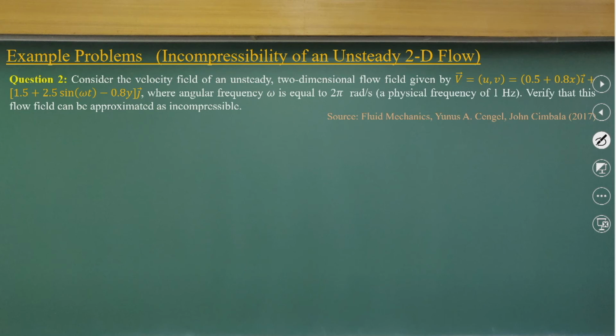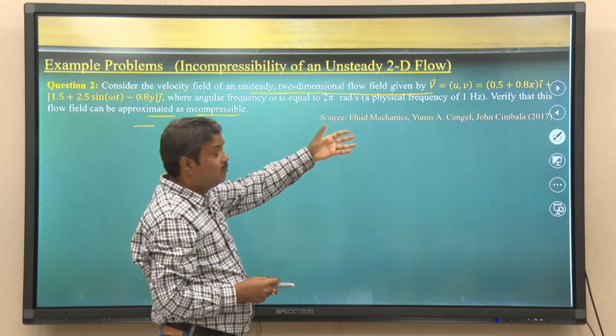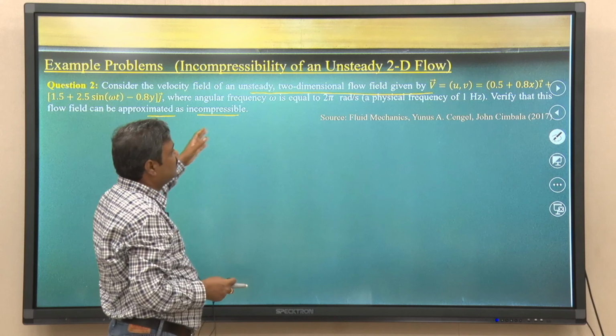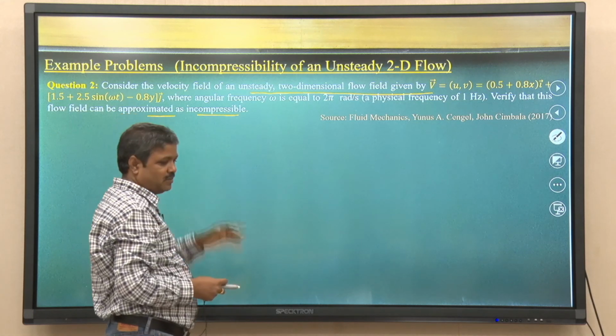Now, look at another problem, similar to problems in many GATE or engineering service exams, where they give a velocity field. As you can see, an unsteady 2-dimensional velocity field is given. You have to verify whether the flow field can be approximated as an incompressible flow, which is a very easy question. Most of the time, GATE and engineering service exams look at this type of question, where only an angular frequency component is there, to find out whether the flow is incompressible or not.